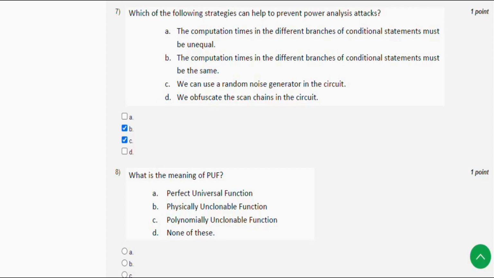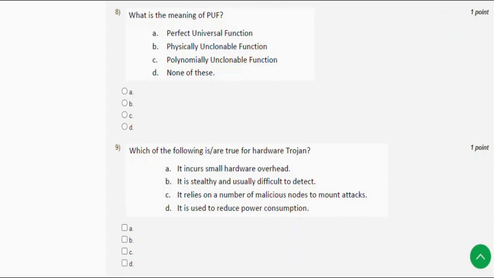Now get into the next question, question number 8. What is the meaning of PUF? That is physically unclonable function. Option B. So I select option B.